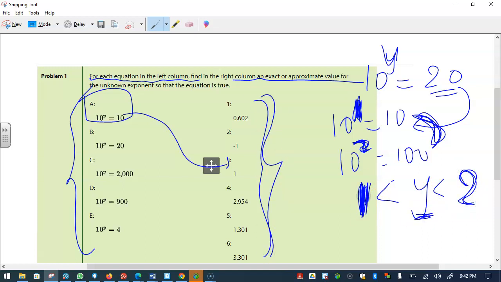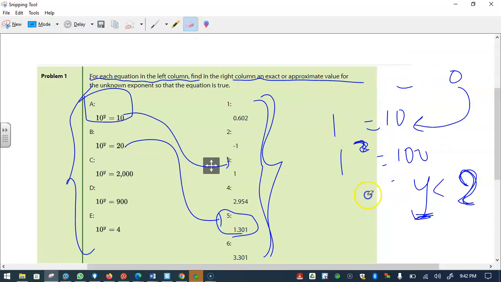What number is between 1 and 2? And clearly you can see this is the number between. So this goes right here. So let's do the next one.